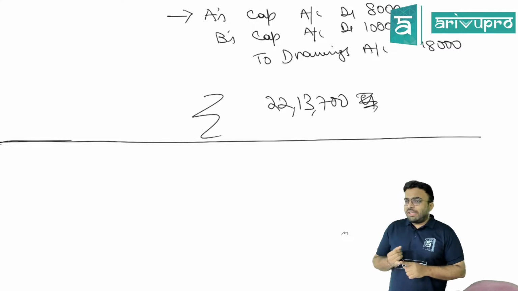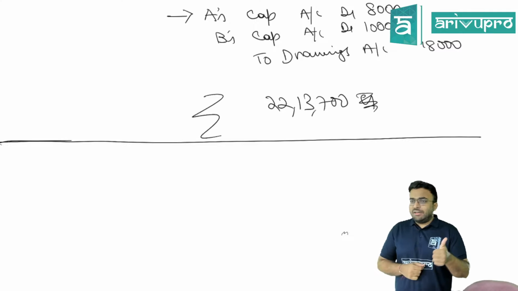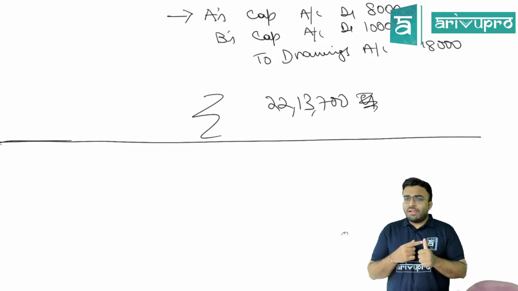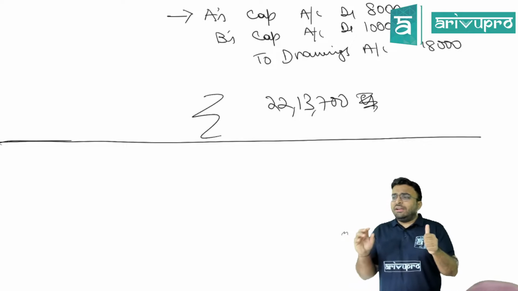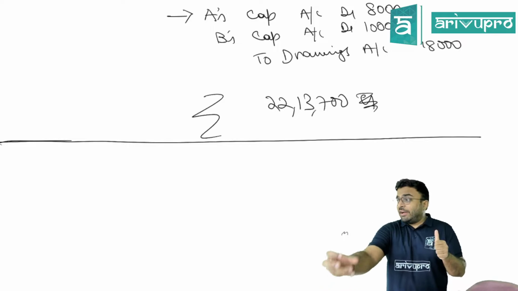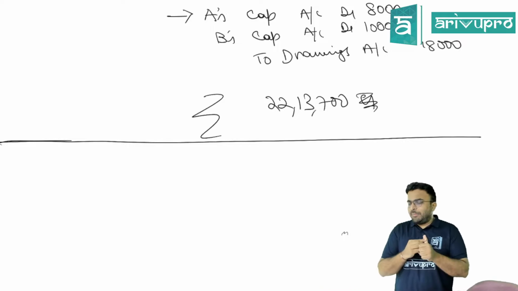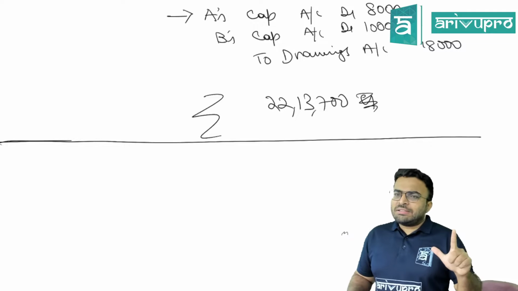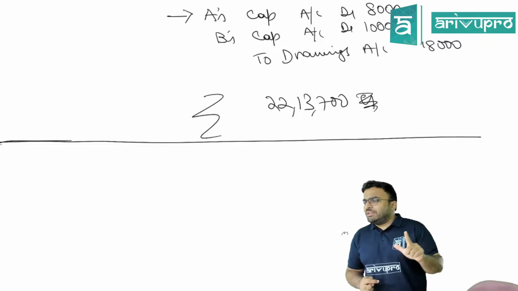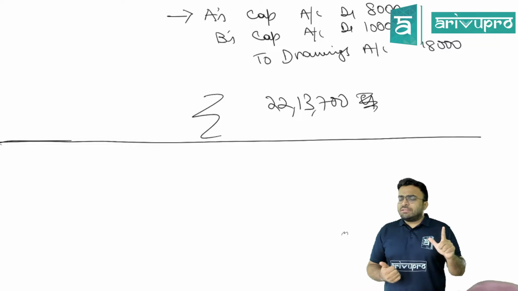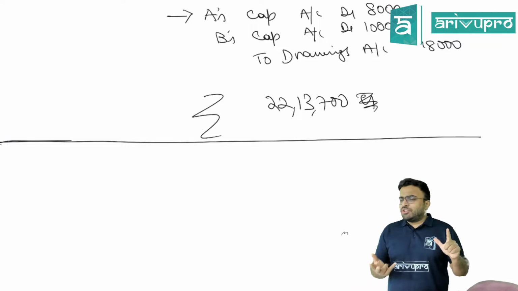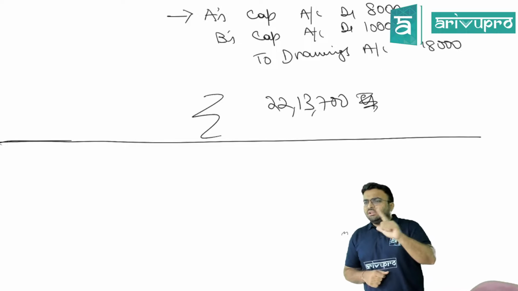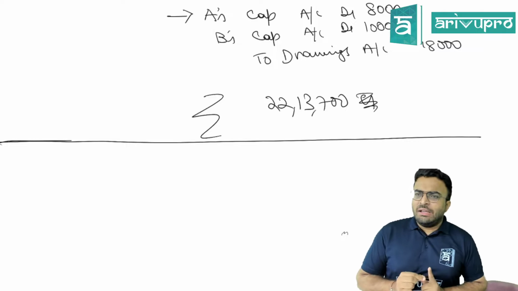Before guarantee, the capital methods: fixed capital method, fluctuating capital method. Fixed capital method means what? Capital will remain fixed. Only introduction of capital and withdrawal of capital will be affecting the capital account. And for all other transactions, we will maintain partners' current account. What are the other transactions? Drawings, interest on capital, interest on drawings, salary, profit share, commission, all that will be entered into partner's current account.